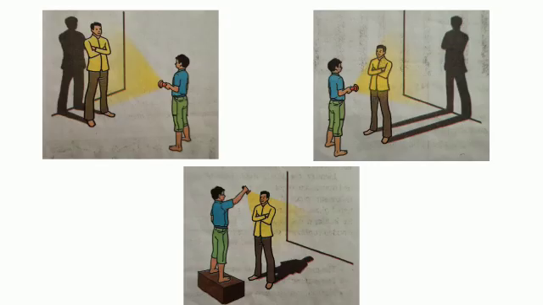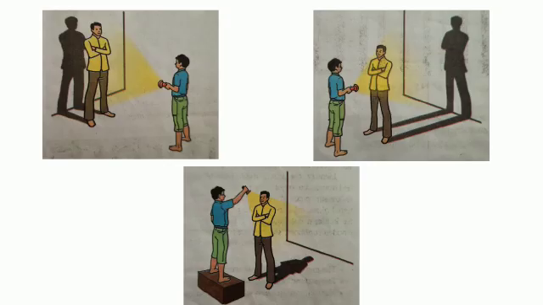Now, hold the torch high and then low. Take a torch and hold it over the head of your friend. You will see a shadow is formed at the feet of your friend. And when the torch is held below, then a huge shadow is seen. Now go towards the left side of your friend and hold the torch. You will see that a shadow is formed on the right side. Now you go towards the right side of your friend and hold the torch. You will see that a shadow is formed on the left side.